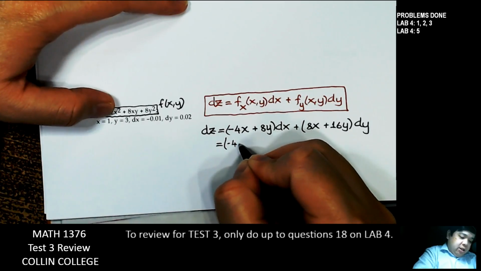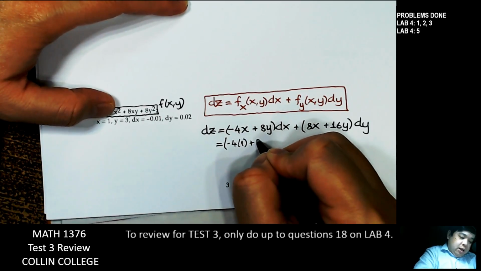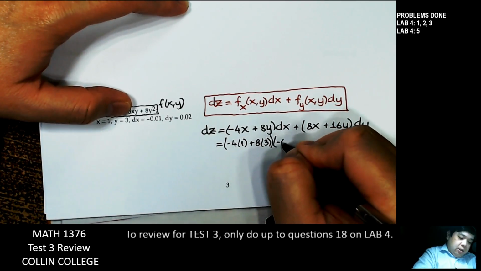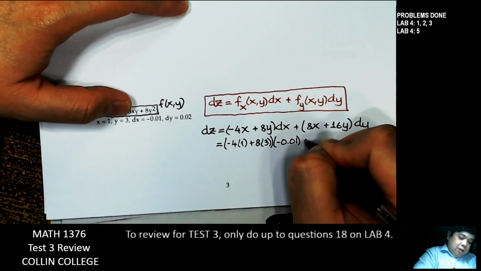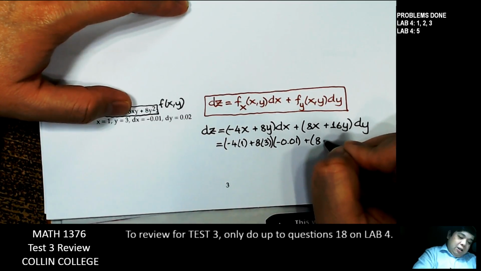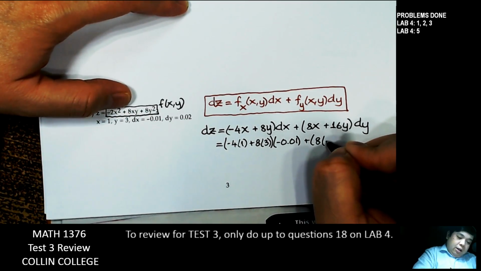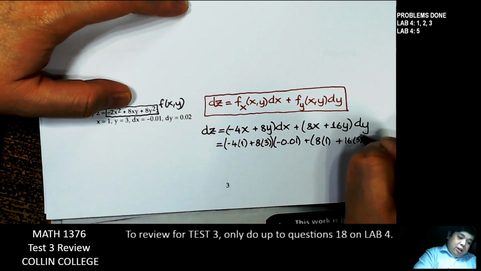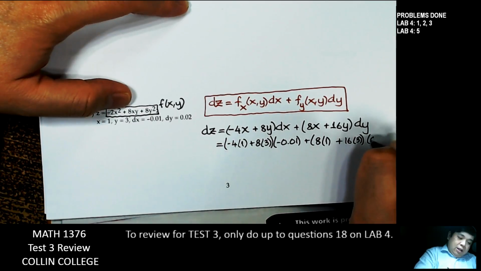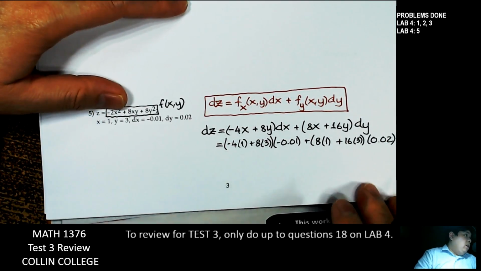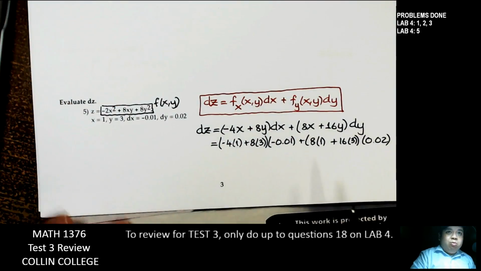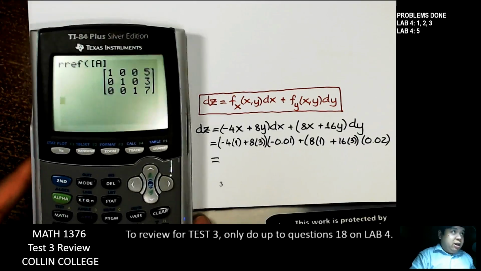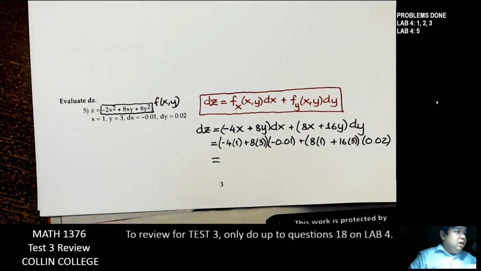Negative 4 times x is 1 plus 8 times 3, dx, plus 1 plus 16 times 3, and dy is 0.02. It's just a calculator problem. Just put all of that in, and whatever we get is what we get. We have a calculator here. So.